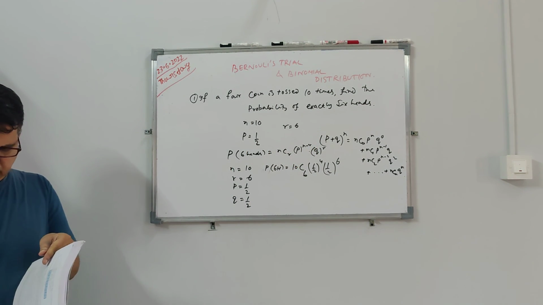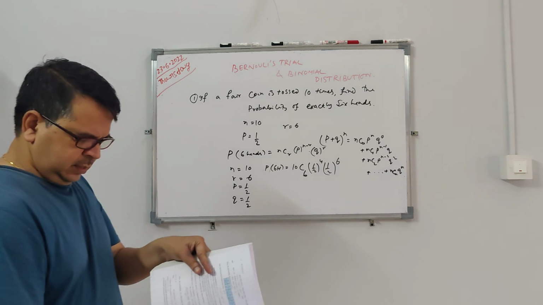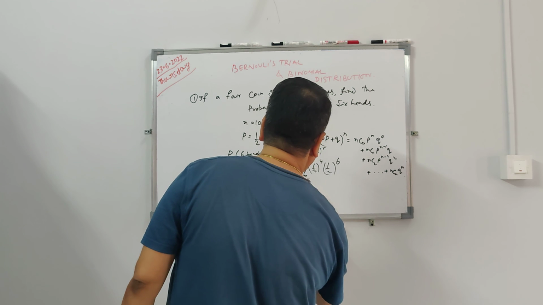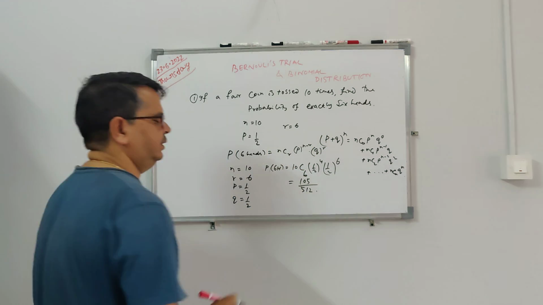You will get this value to be 105 divided by 512. Okay. So this is the probability.